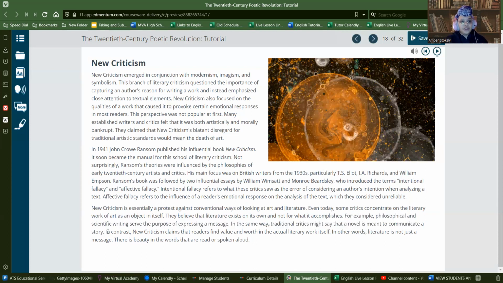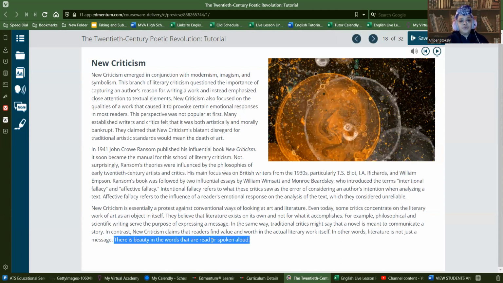But new criticism claims that readers find value and worth in the actual literary work itself. So basically, new criticism is saying, literature is not just a message, right? It's not just telling you, oh, we did some experiments and found out that the sky was blue. It's not the same as a book report. It's not the same as a scientific journal. The point is that people actually enjoy the story.